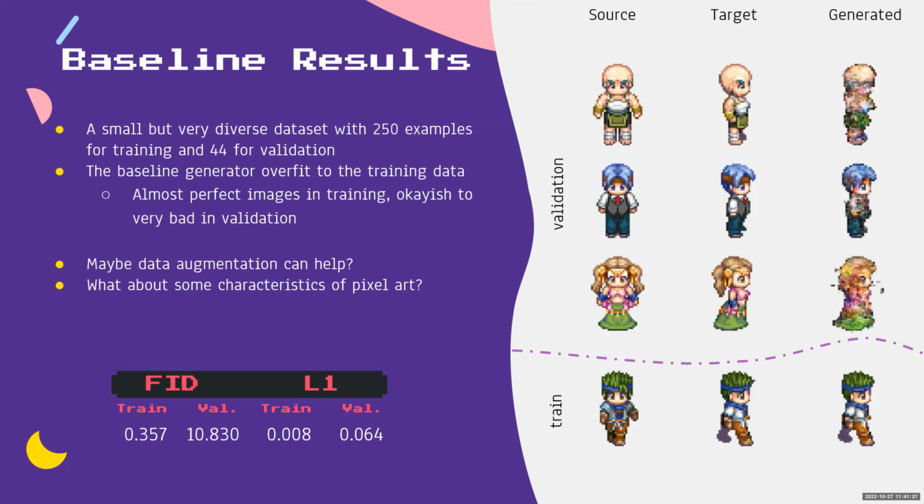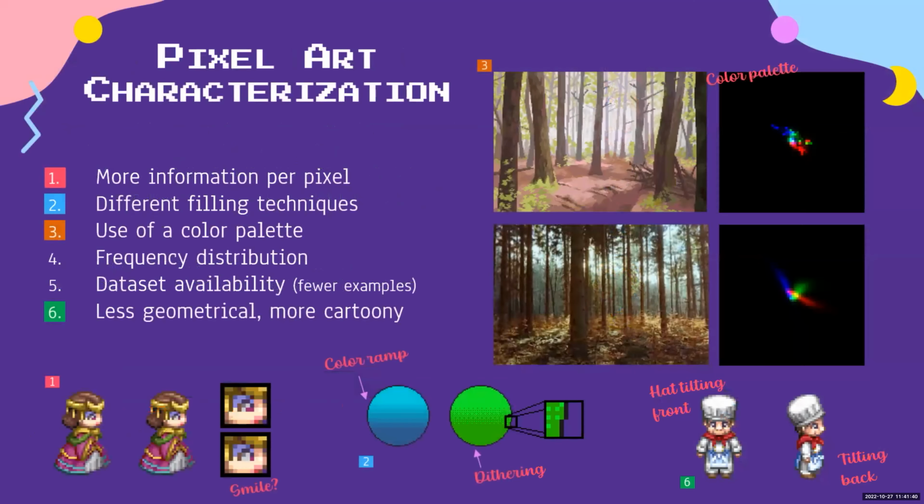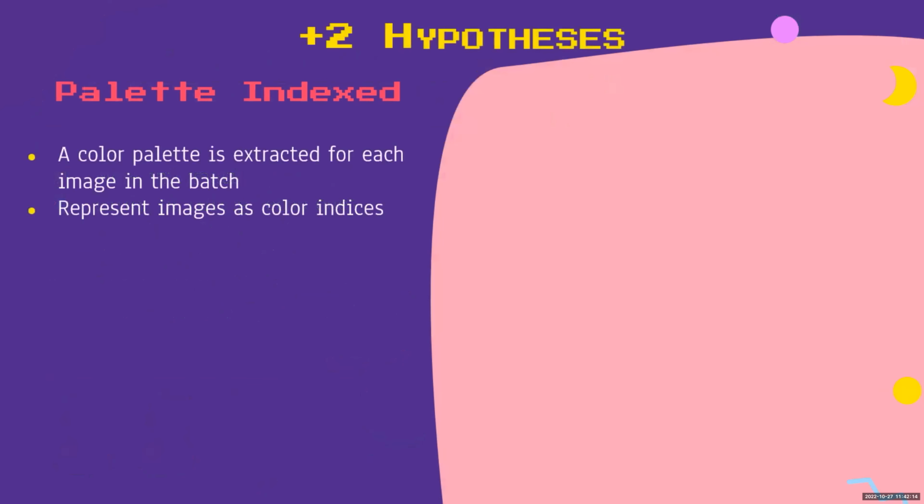And what about some characteristics of pixel art? Pixel art is different. For example, we can have much more information per pixel. You see here, a one pixel change in a character's face can change her expression. We have different types of filling the shapes. We have different histograms as well. We can see here a landscape scene from a photograph and a similar landscape in pixel art, with very different histograms. So this has led us to raising some hypotheses.